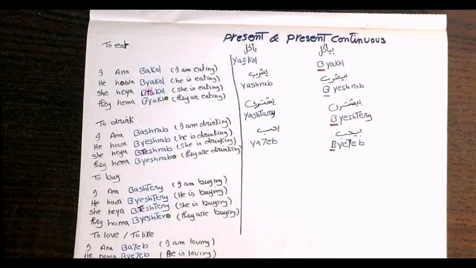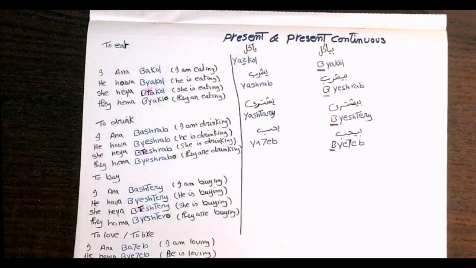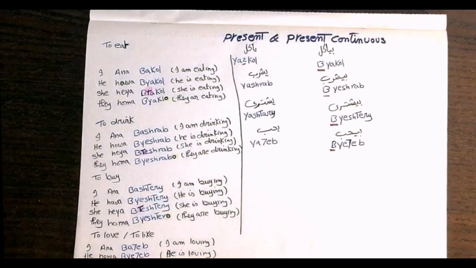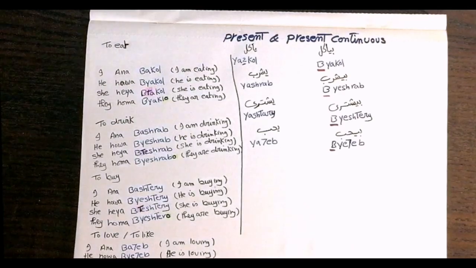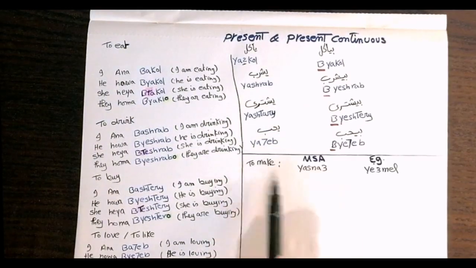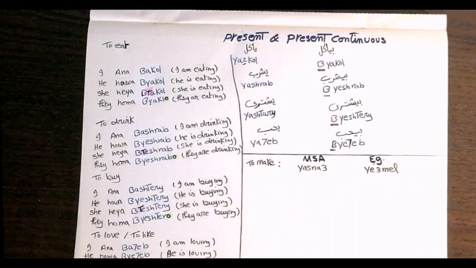Now there are verbs in Egyptian Arabic that are very different from MSA. Like, for instance, to make. In MSA it's يصنع. In Egyptian Arabic it's يعمل. We rarely ever use the word يصنع. So I'm going to write down a few examples of this. So this is the verb to make, يصنع. In Egyptian Arabic it's يعمل.